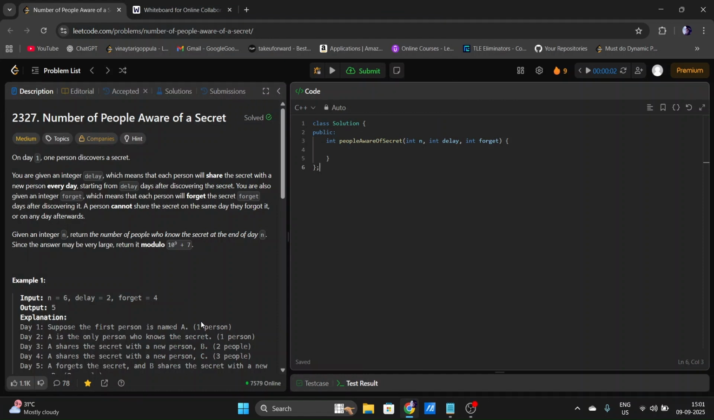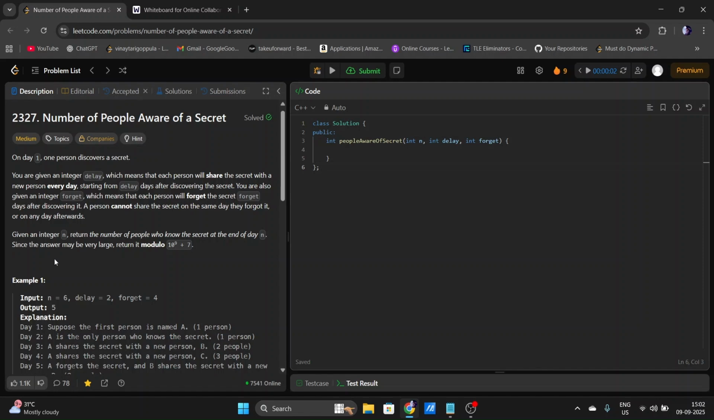Hello guys. Today's question is about number of people aware of a secret. They will give three integers: n, delay, forget. n is the number of days, and delay means if a person knows the secret, they can share that secret to another person after delay days. And forget means after knowing a secret, they will forget after forget days. We have to return the number of people who know the secret at the end of the day.